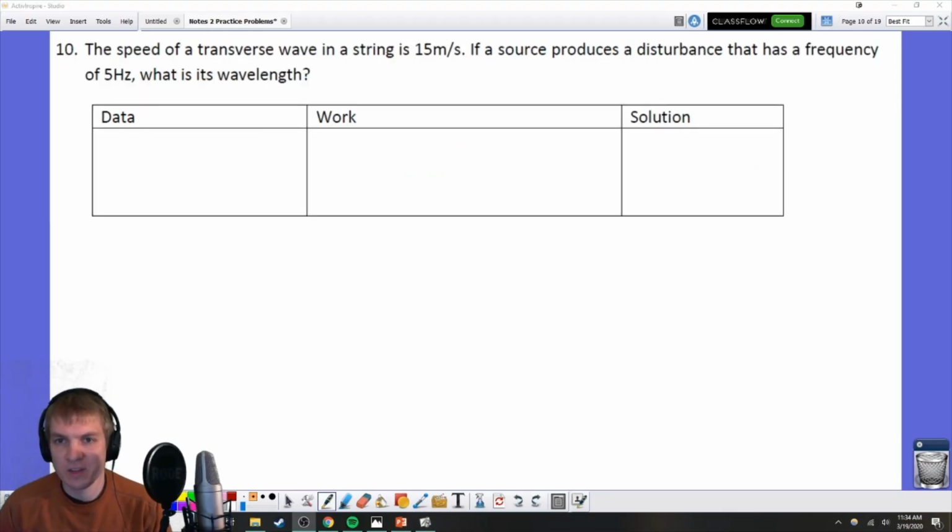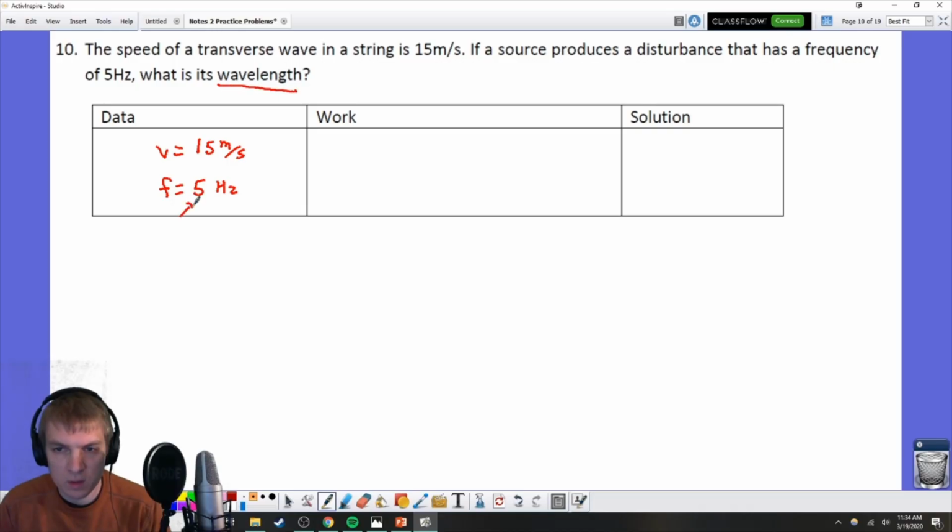Practice problem number 10 says the speed of a transverse wave in a string is 15 meters per second. If a source produces a disturbance that has a frequency of 5 hertz, what is the wavelength? So again, we're going to start off the same way. We're going to write down every single piece of information we know. We know that we have 15 meters per second. That's the number that we have. And the other number that we had was 5 hertz. All right, so let's go ahead and identify what those are. That's going to be a velocity, and that is going to be a frequency, right? And the question is asking, what is the wavelength?